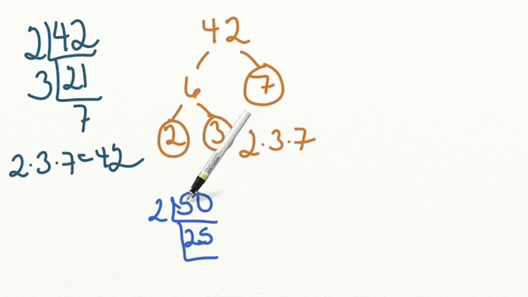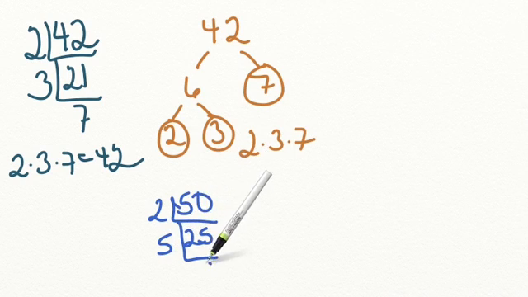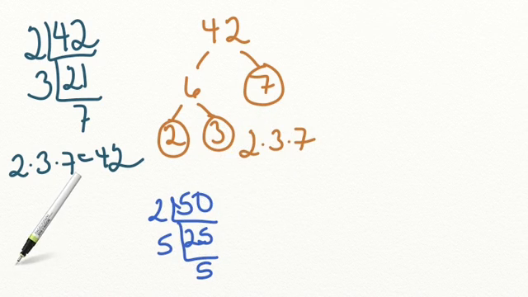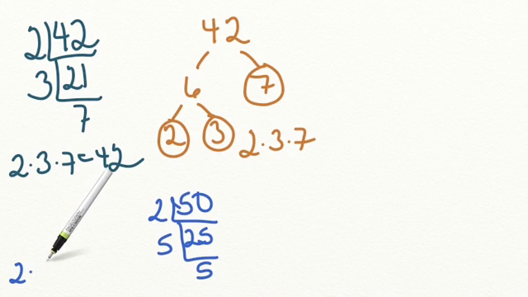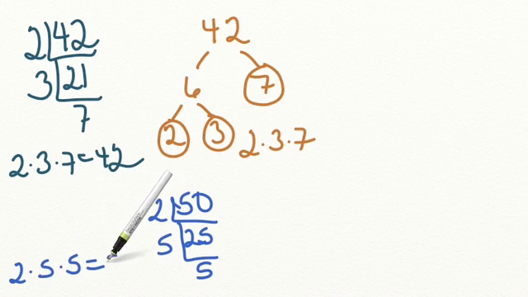25 cannot be divided by 2 because it's odd. 25 cannot be divided by 3. So now we're going to move to our next prime number, which is going to be 5. 25 divided by 5 equals 5. So now we have found all of the prime factors for the number 50. If we multiply 2 times 5 times 5, we will get a product of 50.